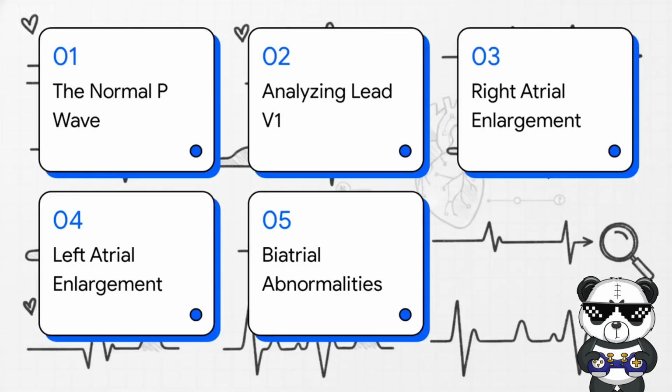Here is our roadmap for today. We will start with the normal P wave, then move into analyzing lead V1. After that, we will tackle right and left atrial enlargement, and finally wrap up with biatrial and other abnormalities. Let's get right into it.